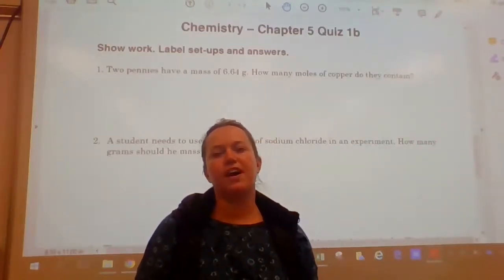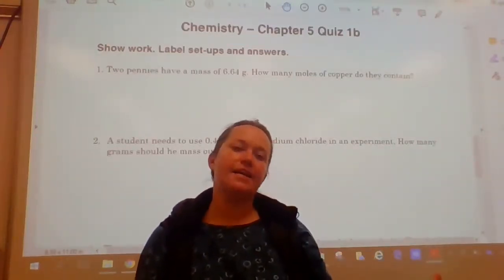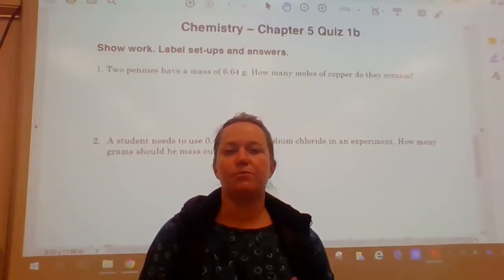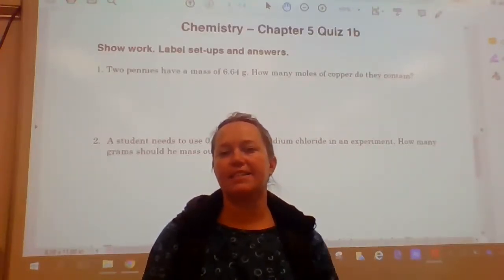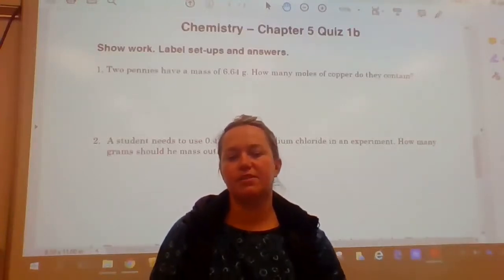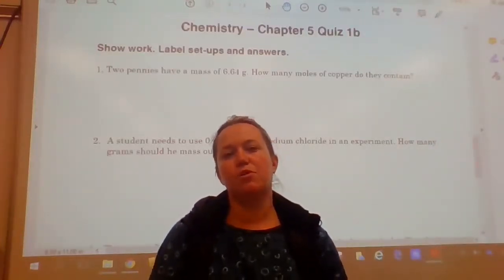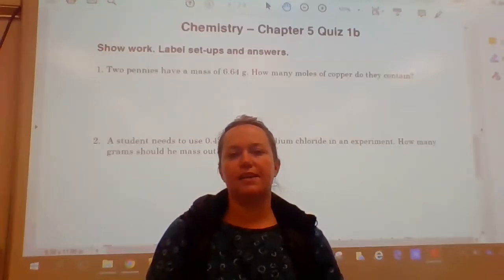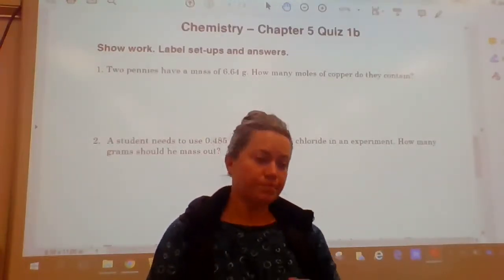The idea behind Unit 5 is that we're relating how many to how much we have, meaning we're relating the number of particles to the mass of something. And for those of you not in my class, this is looking at converting from grams to moles, moles to grams, and also going from grams to moles to number of particles.